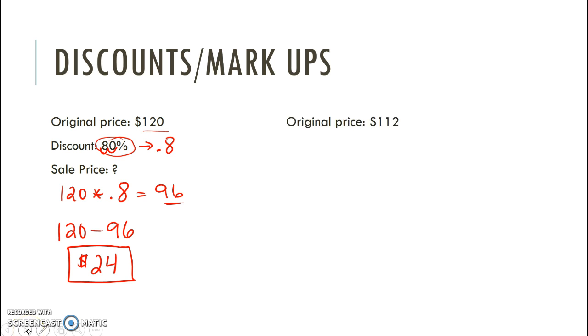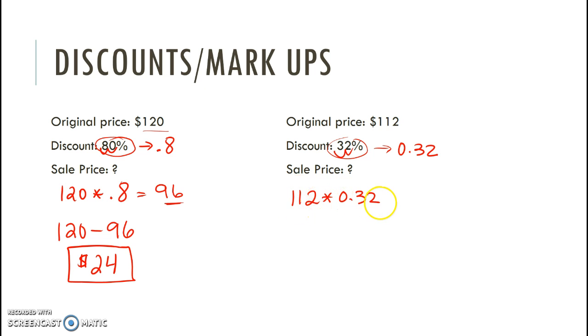Our next problem, we're given the original price of $112, the discount of 32%, and again, we're trying to find the sale price. So we're going to do the same thing here. I'm going to start with that 32% and turn that into a decimal, 32 hundredths. So we need to find 32% of 112 first. So we take 112, multiply that by 32 hundredths, and we get $35.84. And that's how much money we are saving.